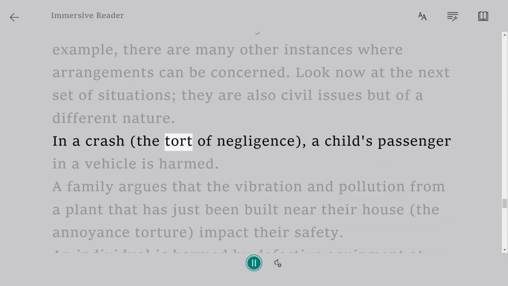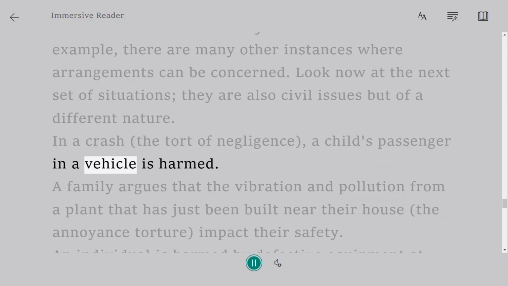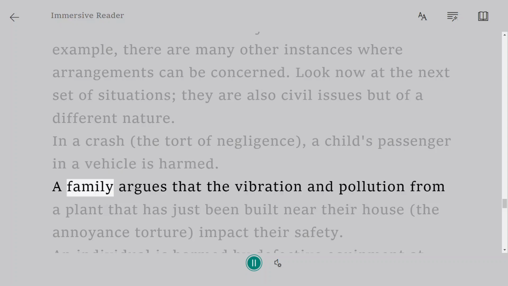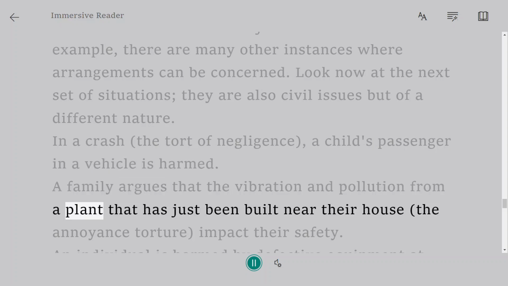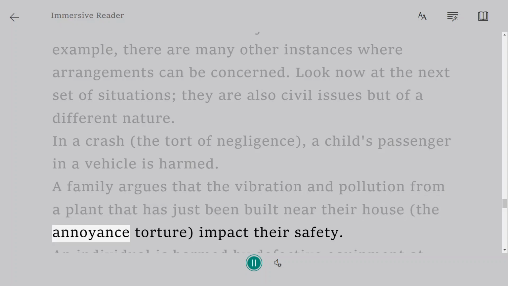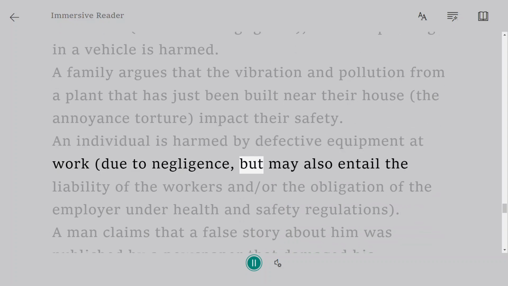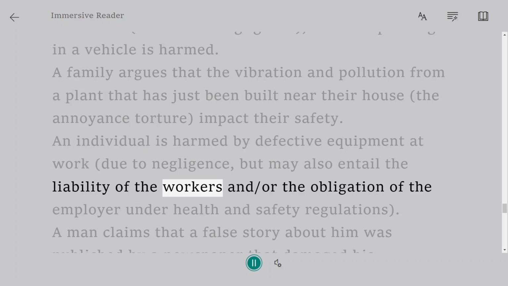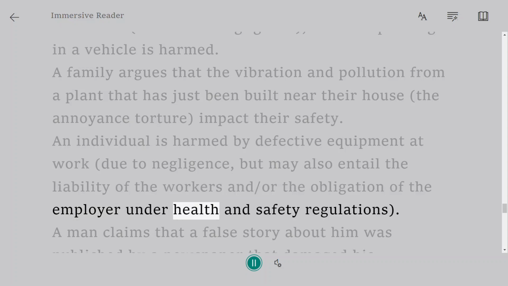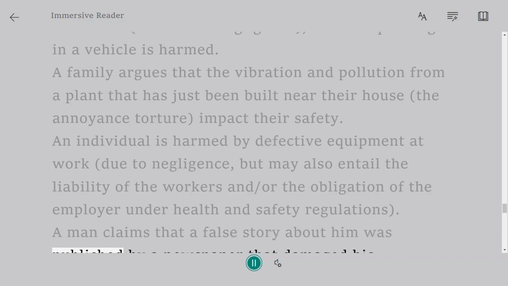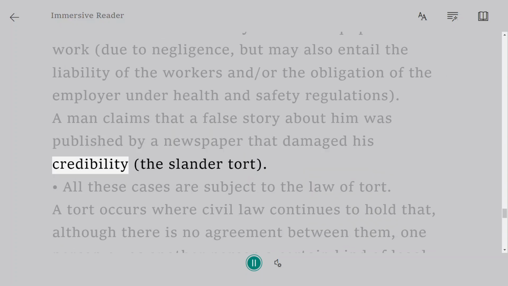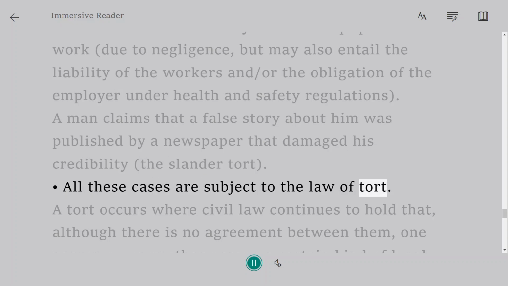In a crash, the tort of negligence, a child's passenger in a vehicle is harmed. A family argues that the vibration and pollution from a plant that has just been built near their house, the nuisance tort, impact their safety. An individual is harmed by defective equipment at work, due to negligence, but may also entail the liability of the workers and/or the obligation of the employer under health and safety regulations. A man claims that a false story about him was published by a newspaper that damaged his credibility, the slander tort. All these cases are subject to the law of tort.